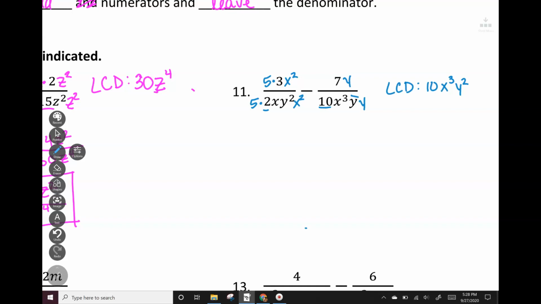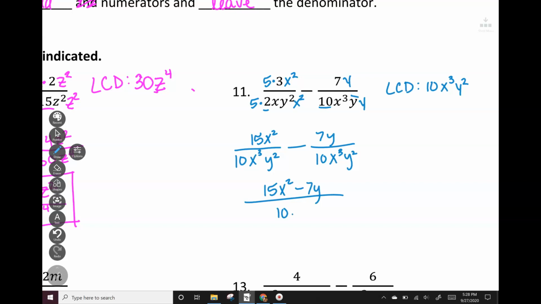Okay, so let's write all of that up. 15x squared over 10x cubed y squared minus 7y over 10x cubed y squared. Great, now our denominators match and we can subtract across the numerator. So 15x squared minus 7y, leave the denominator the same. And that's it.